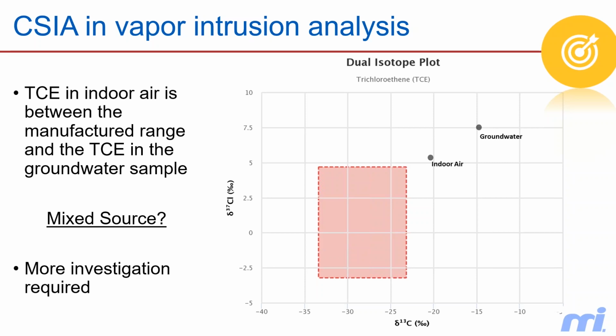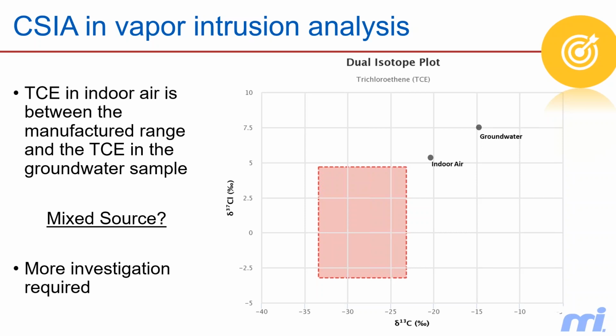So again, some clear definitions here of what it looks like for vapor intrusion versus an indoor source. Now we can get a little more complicated with this. What if our indoor air sample is outside the manufactured range? Immediately what we can say is that if there is an indoor source, it's not the sole contributor. Because if there was only an indoor source, it would be undegraded. It should show up within that manufactured range box.